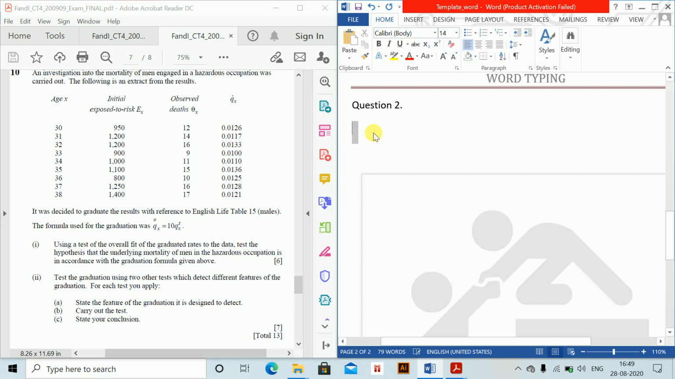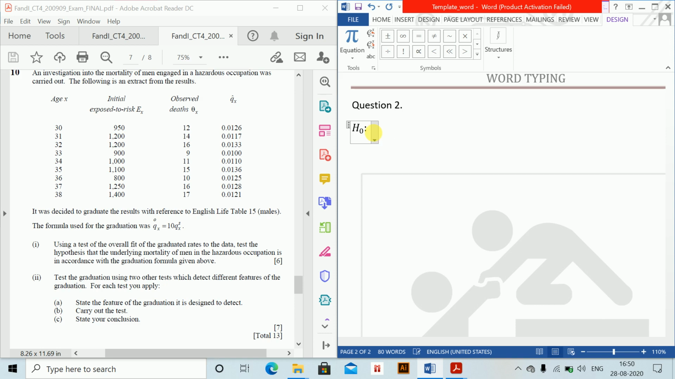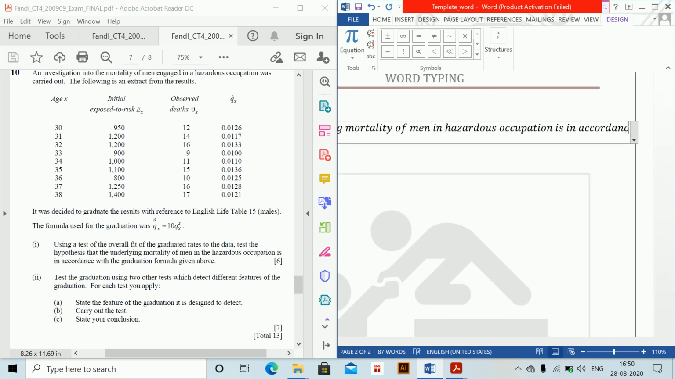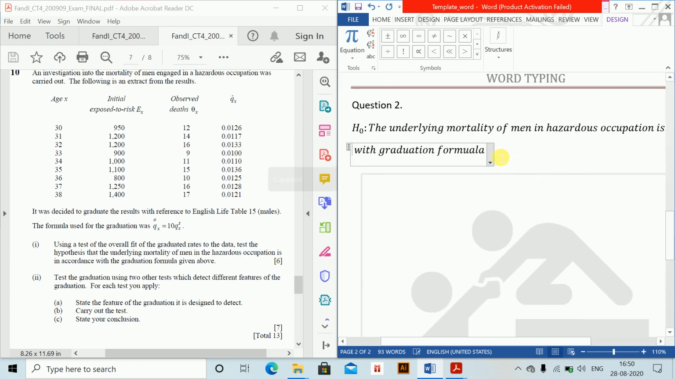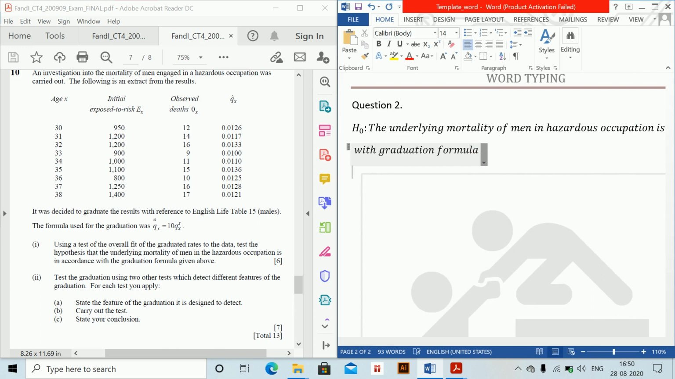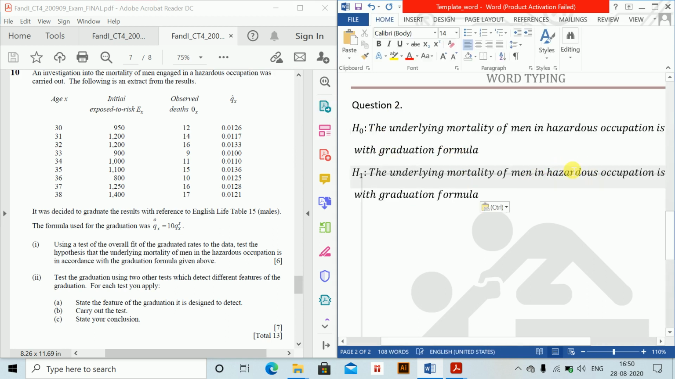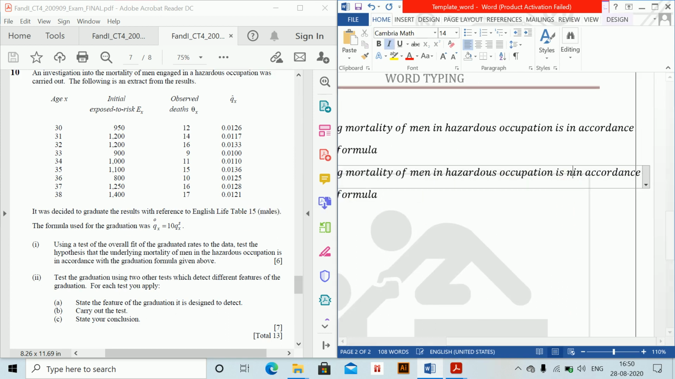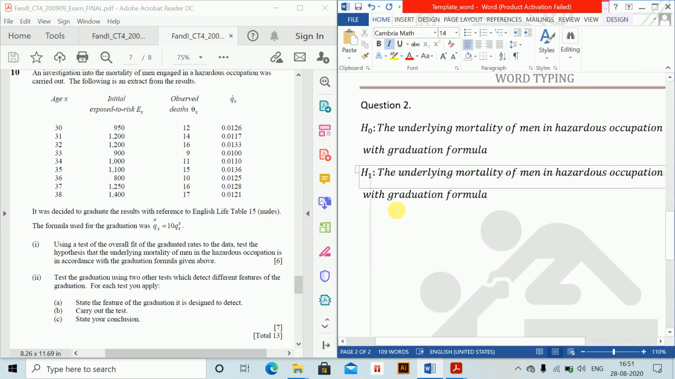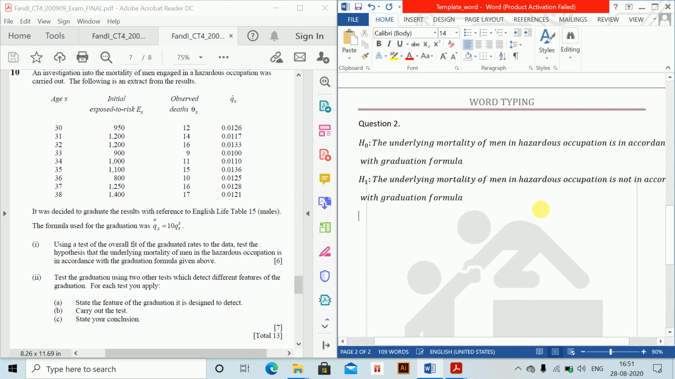So first obviously we'll write our H naught. H naught: the underlying mortality of men in hazardous occupation is in accordance with the graduation formula. And obviously then H1 is just the opposite of this. Copy this, paste this: is not in accordance with the graduation formula. Okay, I have currently zoomed in, so I have to move just a bit.